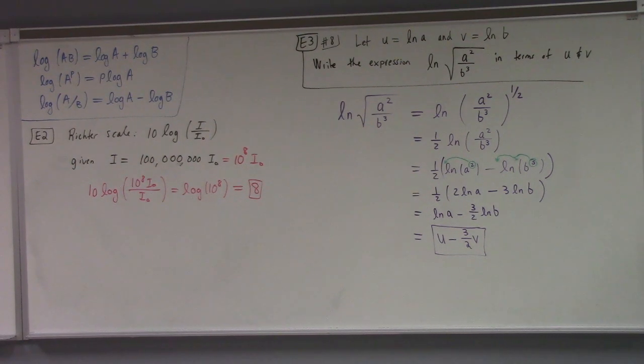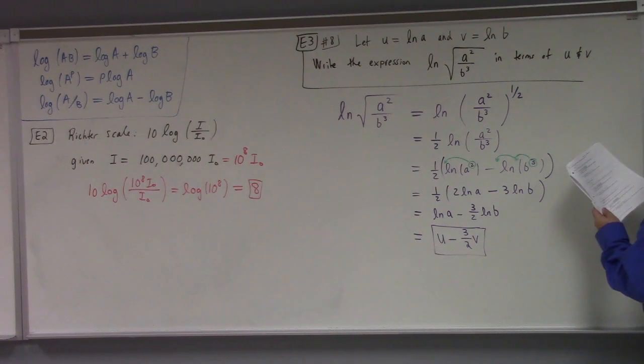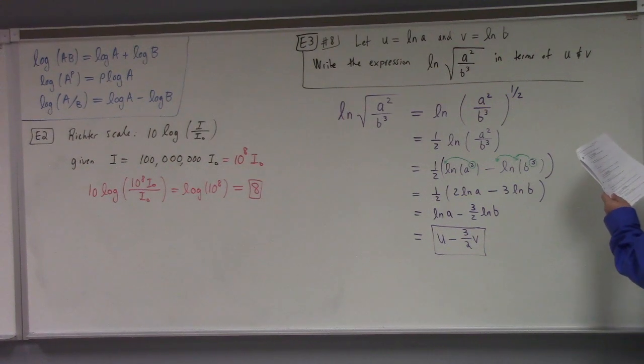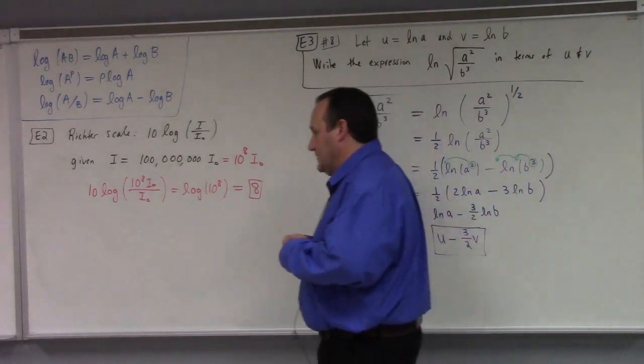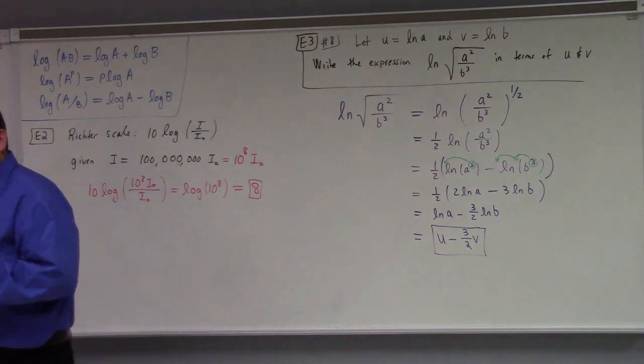So I'm gonna do number 21. Number 21 is log base 6 of x plus 3 times x minus 2 equals 2. All right, how do you solve this? What's the natural enemy of the exponential? Of the logarithm.